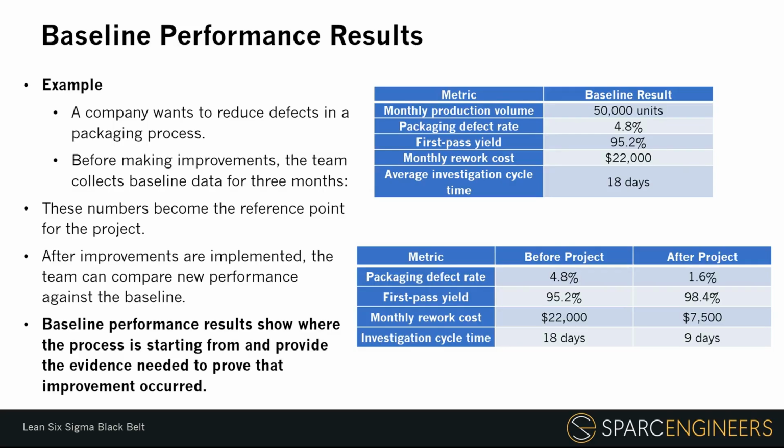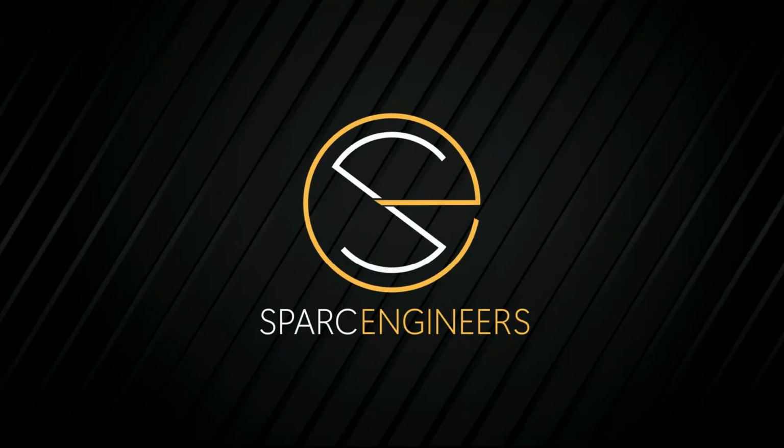However, a black belt should also be careful. Before claiming success, the team should confirm that the data was collected using the same operational definitions, the same measurement method, and a comparable time period. Otherwise, the before and after comparison may not be valid. The simple takeaway is this: baseline performance results provide the evidence needed to show that improvement occurred and that the improvement matters.